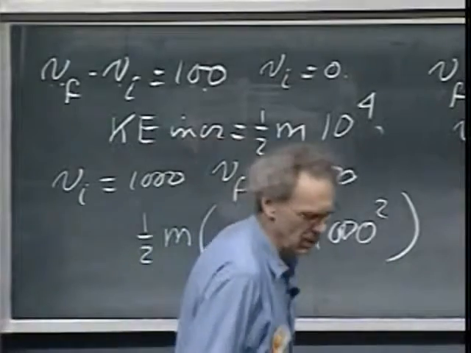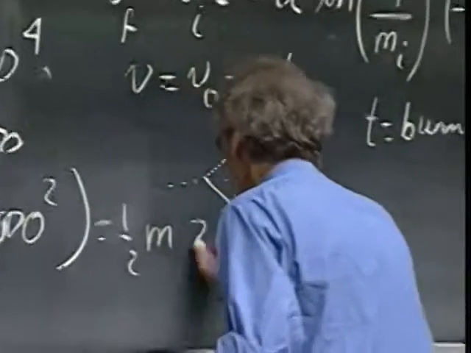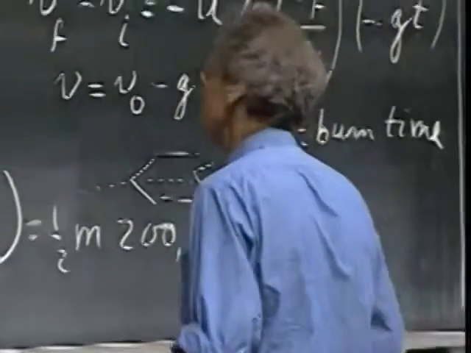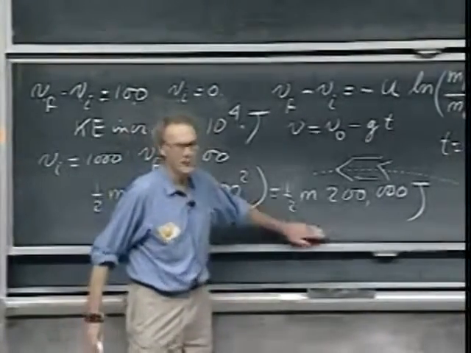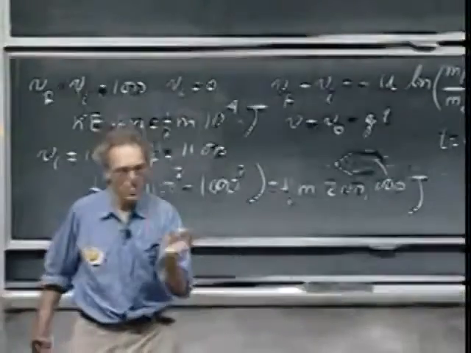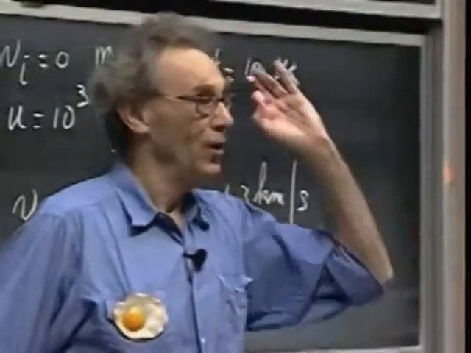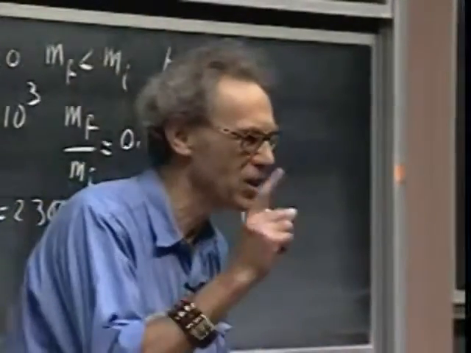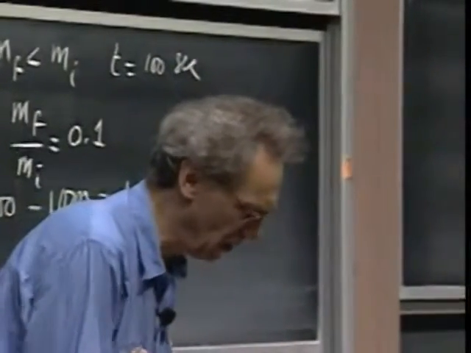And this number is 1/2 m times 200,000. This could be in joules, and this is also in joules. This number is 20 times higher. So you see that the change in velocity was exactly the same. The rocket burned the same amount of time, the same amount of fuel, but the kinetic energy increase is way more if the rocket has a higher speed to start with.